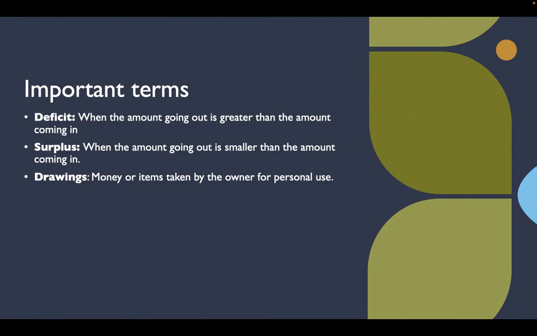All right, surplus, when the amount going out is smaller than the amount coming in, that means they've got more money at the end of each month than they did the month before, which is really how the business should be, because you want to have enough money coming in to make a profit and to have money to expand the business and that kind of stuff, pay for everything as you need it. And drawings are money or other items taken by the owner for personal use, but because we're dealing with cash flows, we'll only be recording any money that the owner takes out.